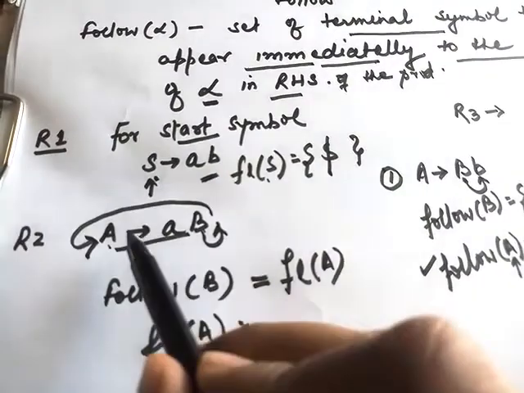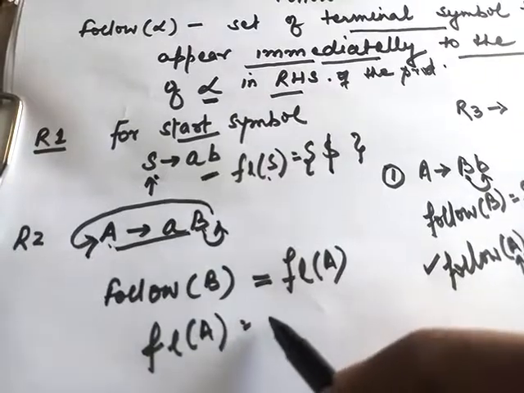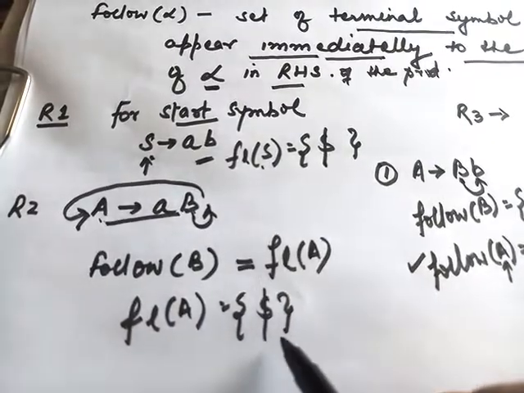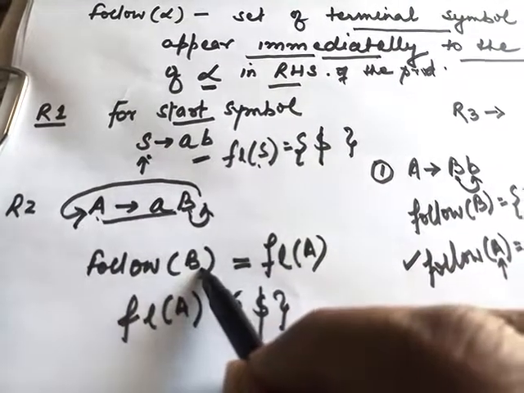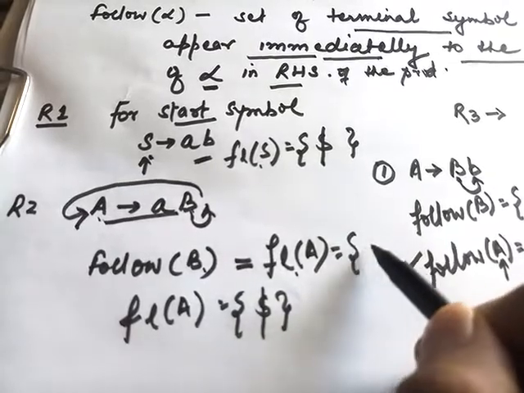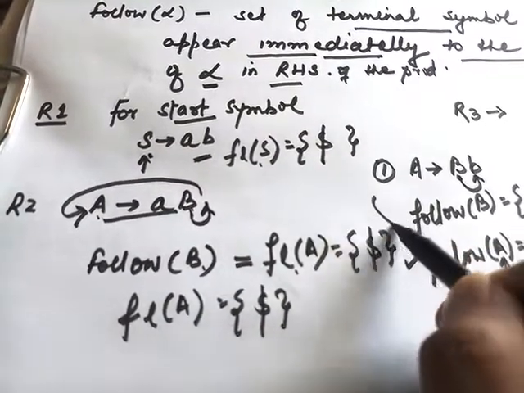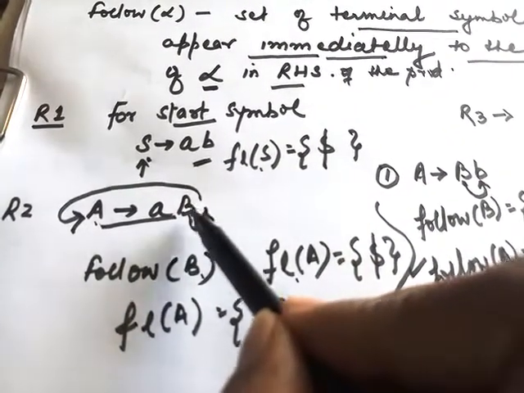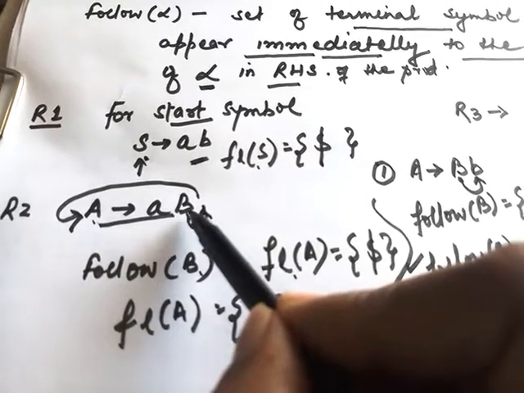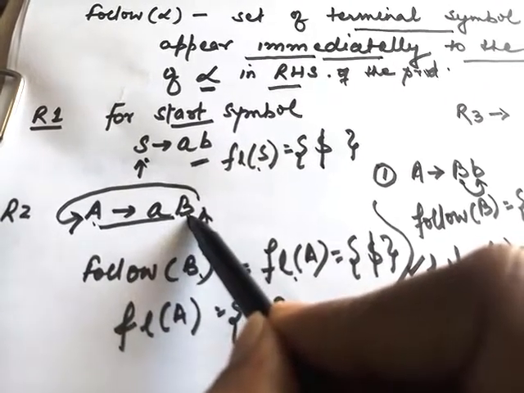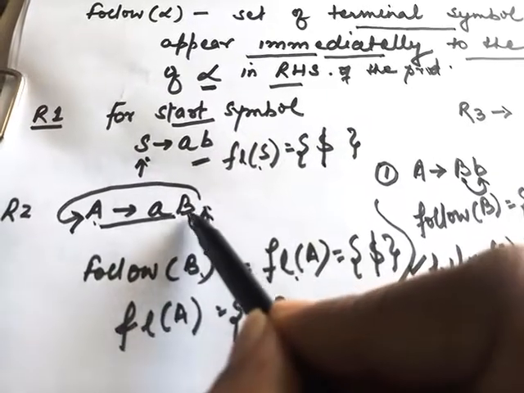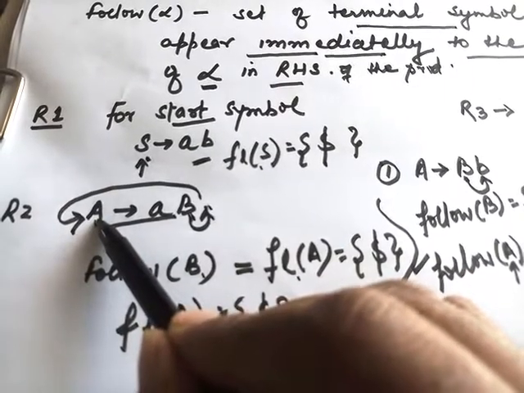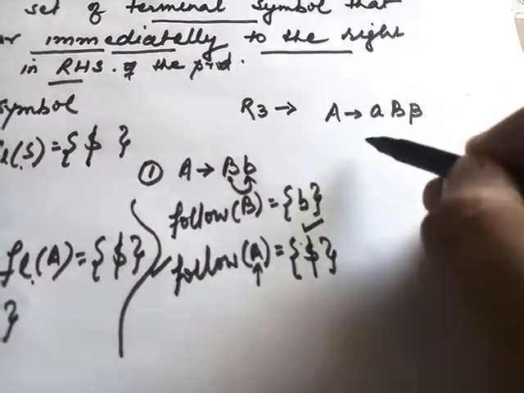As you know, the follow of A is a starting symbol, so follow of A is dollar because A is a starting symbol. So what is the follow of B? Follow of B is follow of A, and again it is a dollar. So this is the second rule, that if you are going to find out the follow of a terminal or non-terminal, and after that non-terminal it is empty, then follow of B is follow of the left hand side non-terminal.